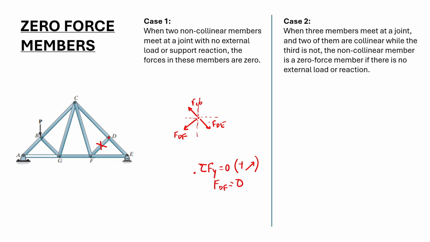Now if member DF is a zero force member, then we can again look at joint F. GF and FE are collinear, while the third member CF is non-collinear, meeting at point F. And are there any external loads? No. So this means that the third member that is non-collinear, member CF, is a zero force member.